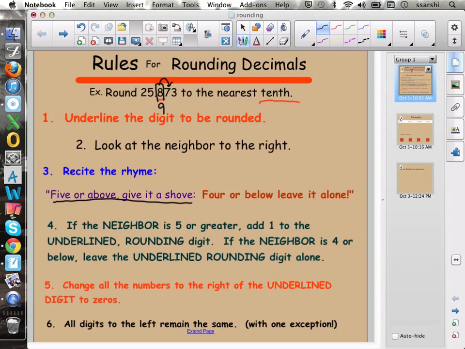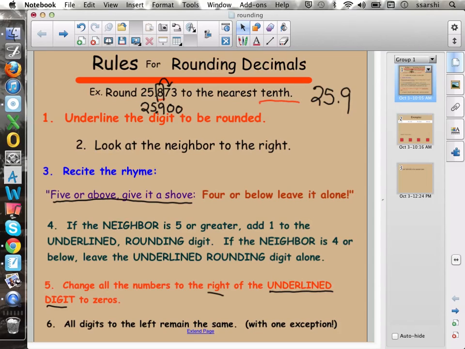We're looking at number 5 here. Change all the digits to the right of the underlined digit to zeros. So I had underlined the 8. Everything to the right of the house becomes a 0. And it says all digits to the left remain the same, with one exception, which we'll talk about later. So I would put a decimal there and repeat the 25. So the answer to 25 and 873 thousandths rounded to the nearest tenth is simply 25.9. We can get rid of those 2 zeros because zeros to the right of a decimal don't change the value of the number.